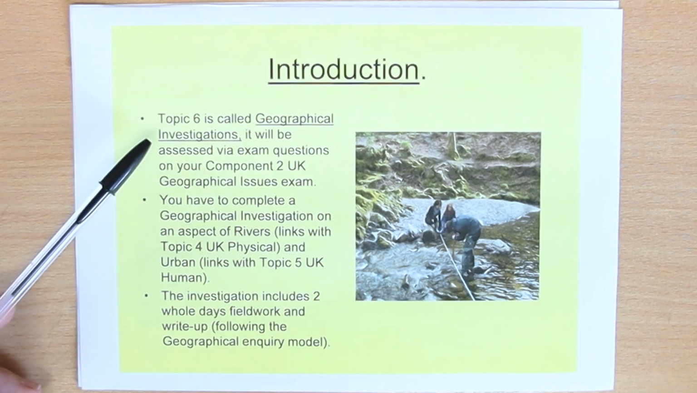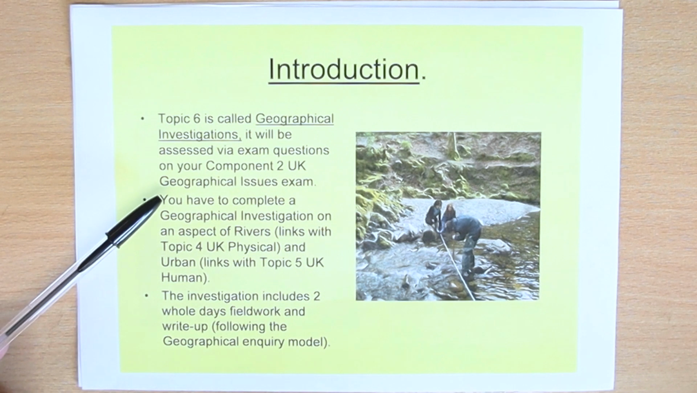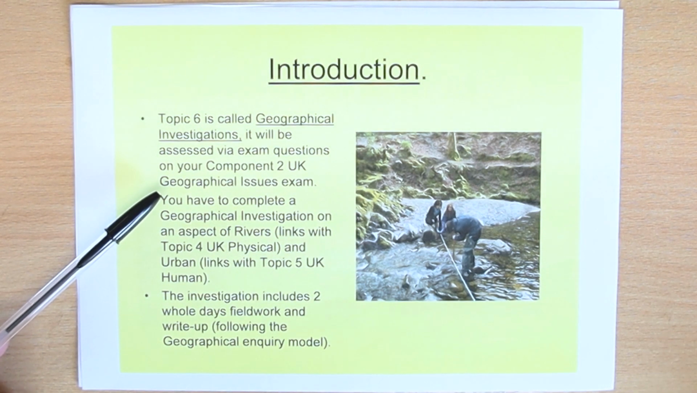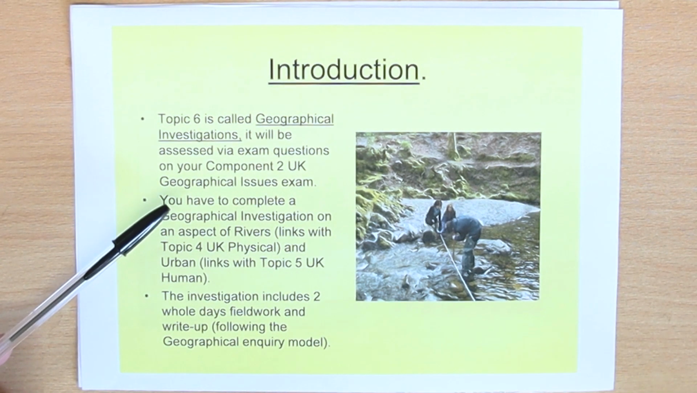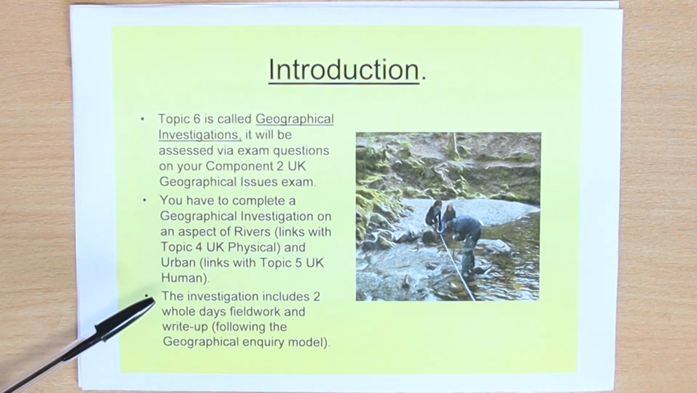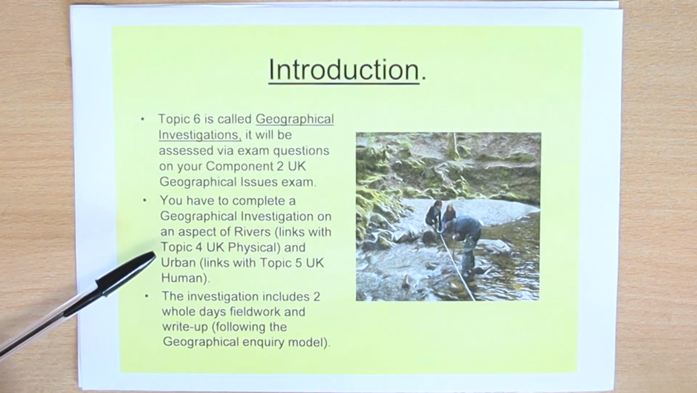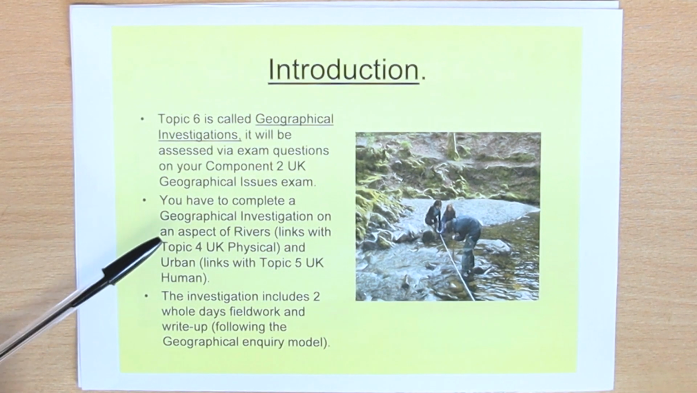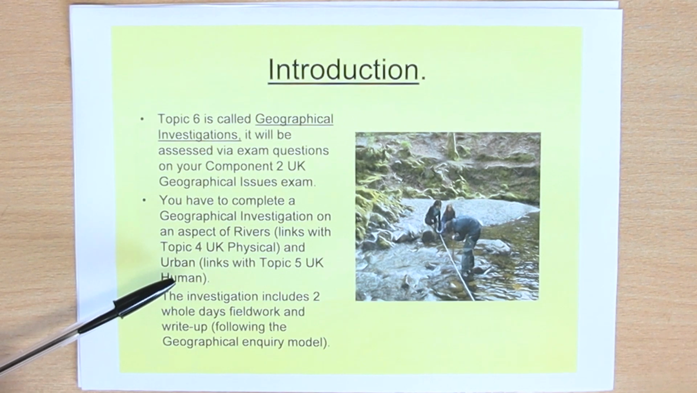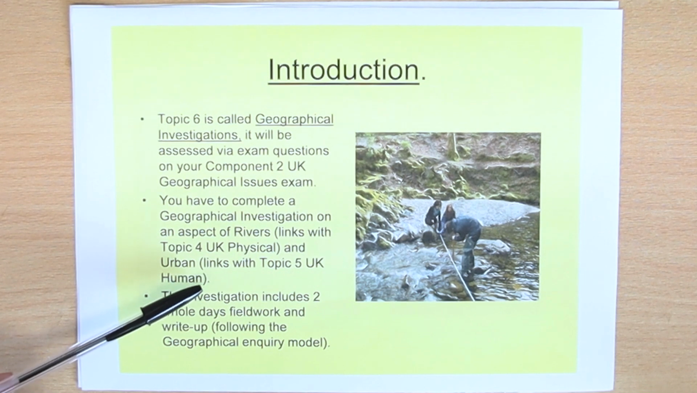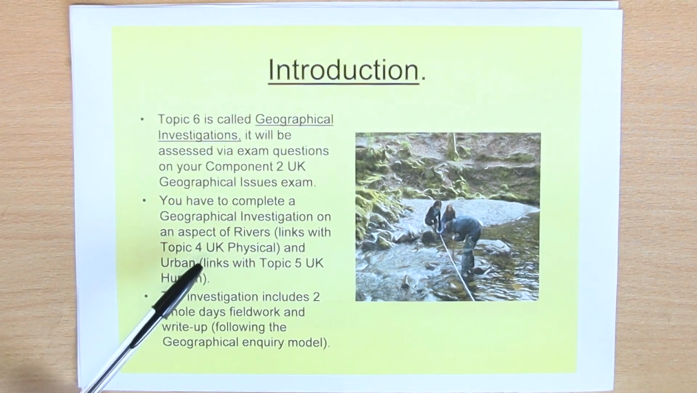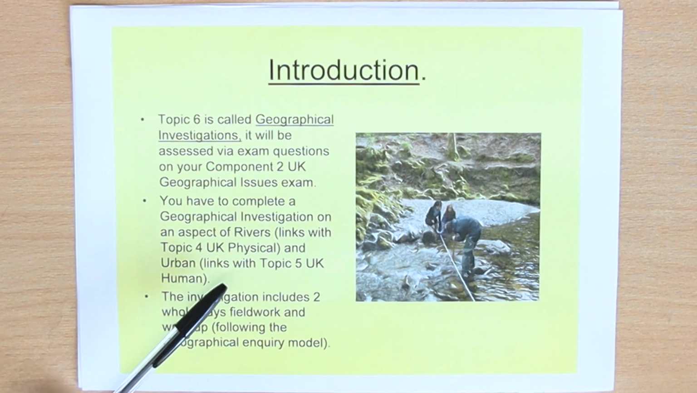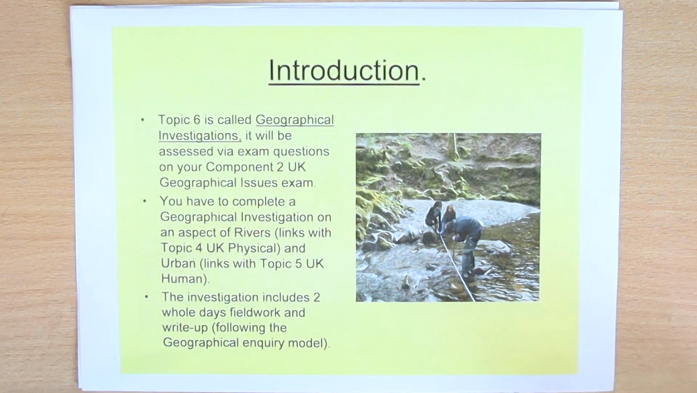They put this topic 6, as they call it, geographical investigations, on your second exam paper, and there are 2 questions you have to answer, one on rivers and one on urban fieldwork. That's what we decided to do. We could have done coasts, but it was a little bit tricky. We could have done rural, but we seem to think that rivers and urban was an easier thing to do, local to us, and it actually linked more directly with bits of the specification. So in topic 4, you'll have looked at rivers. In topic 5, you'll have looked at urban areas. Okay?